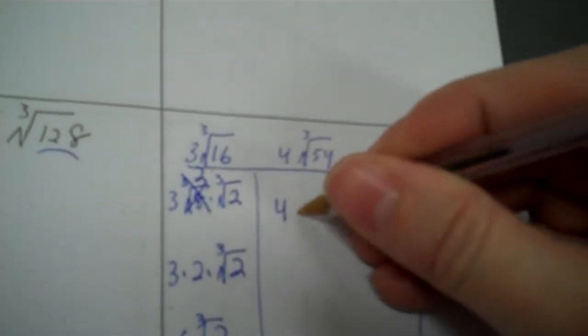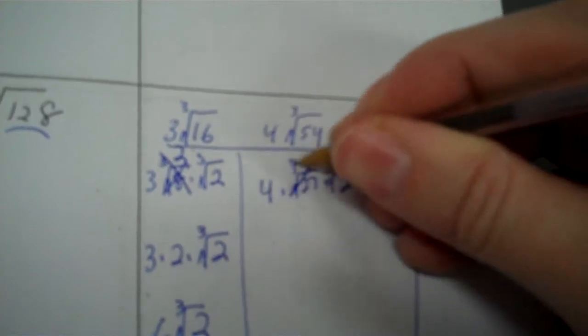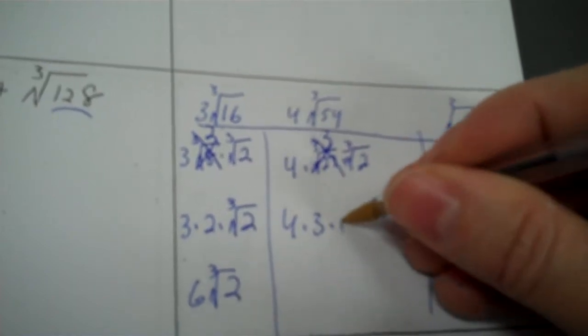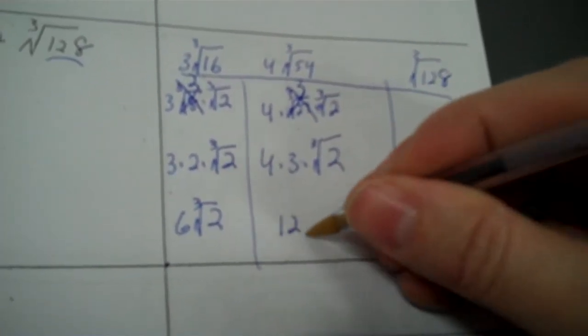Okay, 54 is not here either, so I carry down the 4 and I rewrite it in 2 radicals. So 54 divided by 27, okay, will be 2, okay? So I got 27 and 2. So that becomes 3. Okay, so I got 4 times 3 times radical 3 over 2. So that's 12 with a radical 3 over 2.